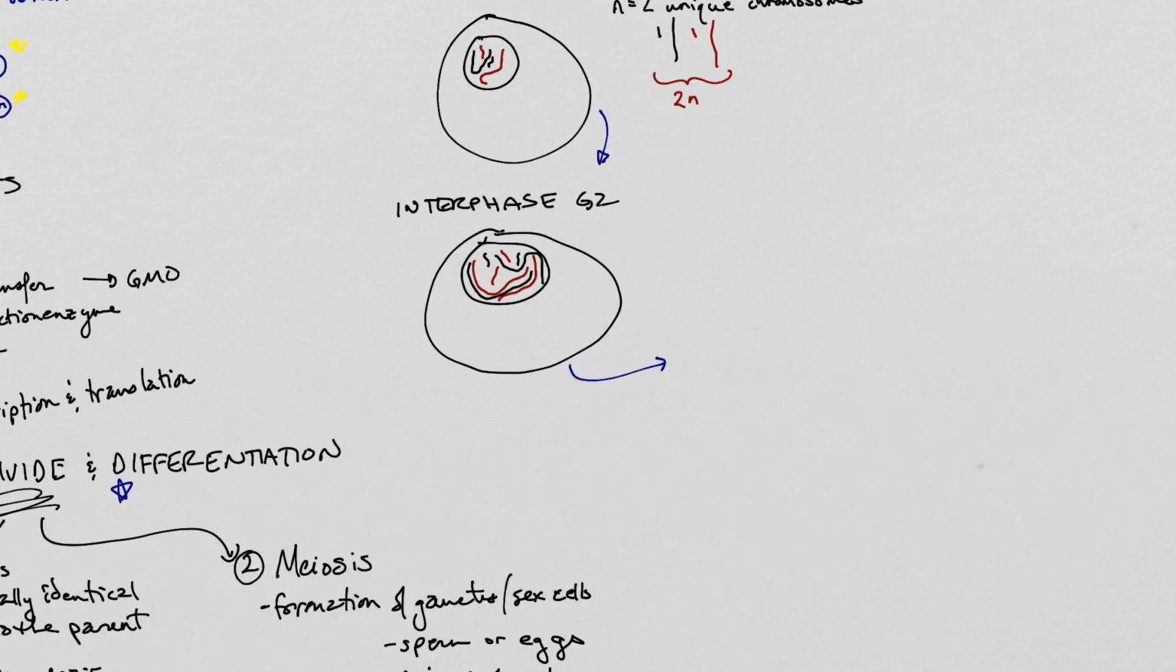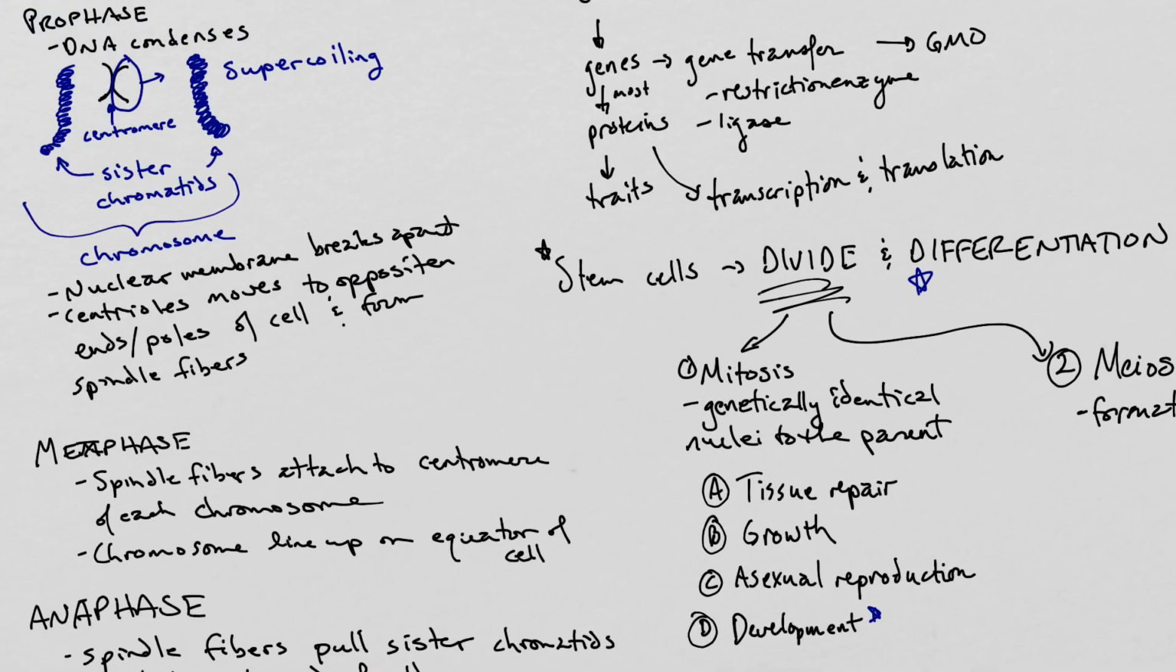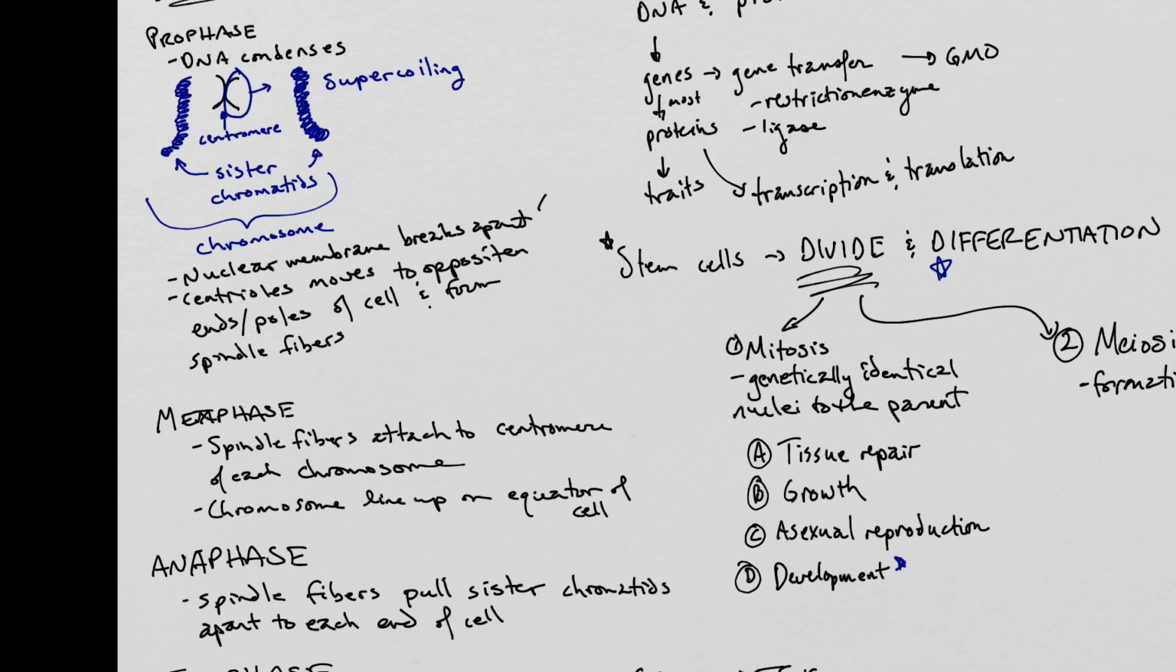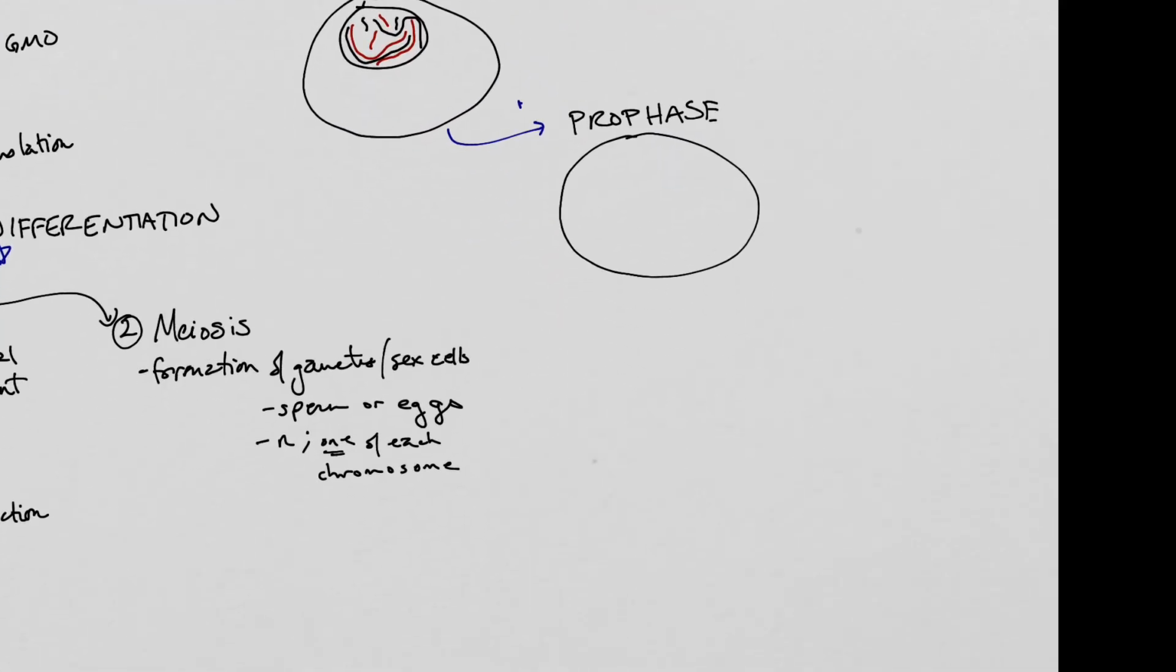Let's go on now to prophase. So prophase, if we remember what happens over here, our nuclear membrane breaks apart. We are going to have some centrioles that go to opposite sides of the cell, and we're going to have our chromosomes all paired up. So I'm going to show my nuclear membrane breaking apart by dotting the nucleus right here.